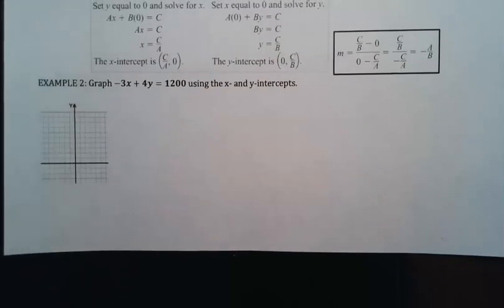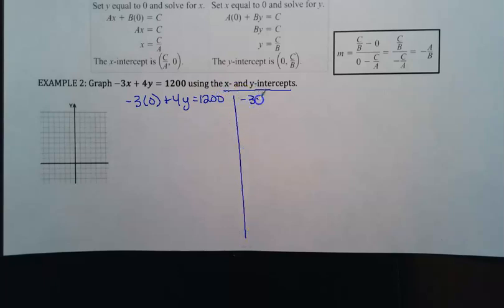All right, let's look at example 2. We want to graph negative 3x plus 4y equals 1200 using the x and y intercepts again. Okay, so that's going to be key. We're going to follow those directions. So we're going to have negative 3 times 0 plus 4y equals 1200. And then we're going to have negative 3x plus 4 times 0 equals 1200.